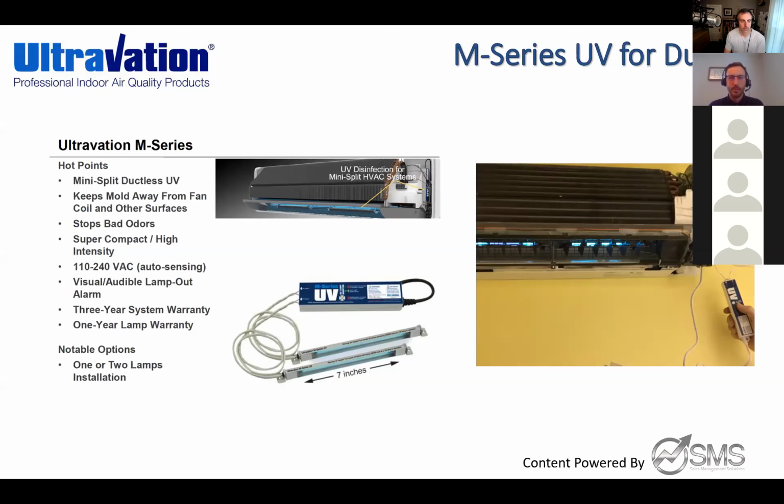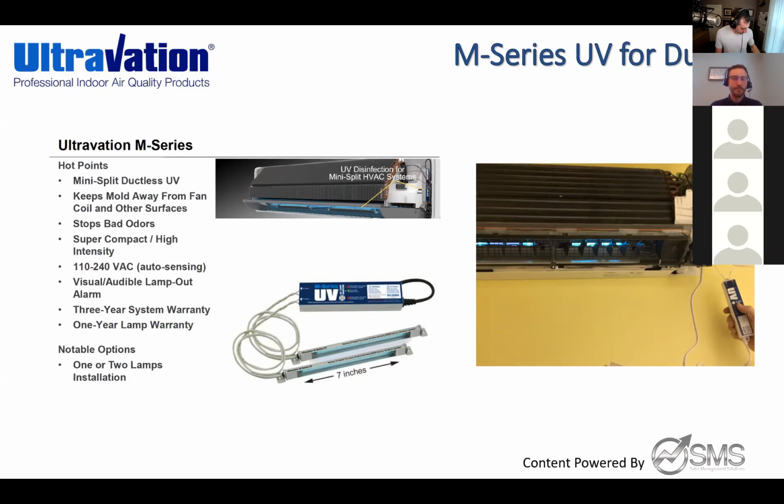So this is our M series. It comes with two 7-inch UVC lamps that do UVGI technology. It comes with a little power module that you see there that has a lamp out alarm that is both visual and audio. It does have a 1-year lamp warranty. So every year when you're doing your PMs, you're cleaning that blower wheel, and then you're changing out the lights as well. You're already going to have that head torn down. You're going to hit the blower wheel, clean that, replace the lamps. They're pretty easy to replace.